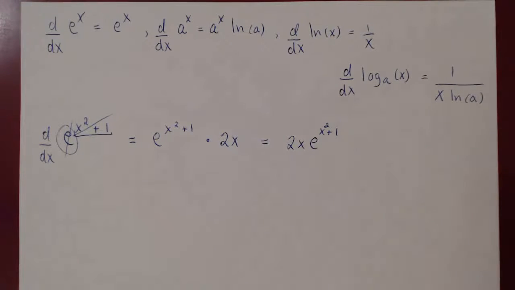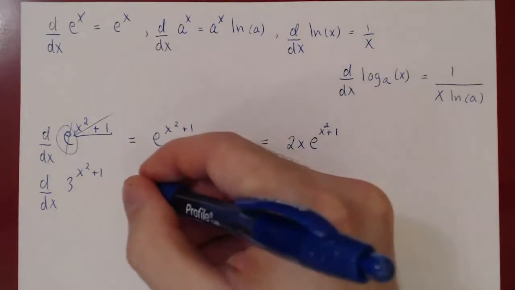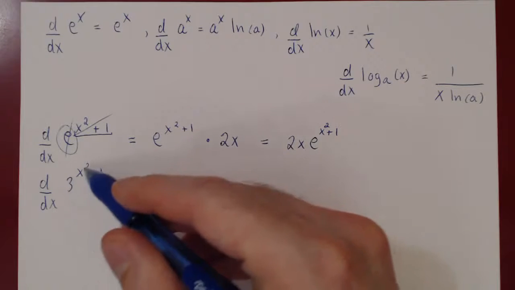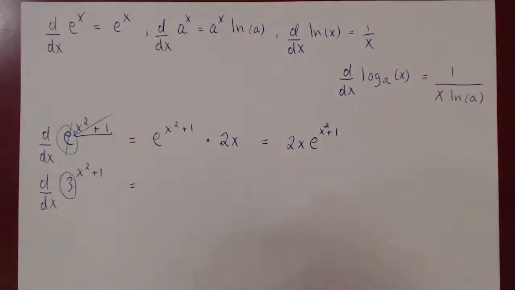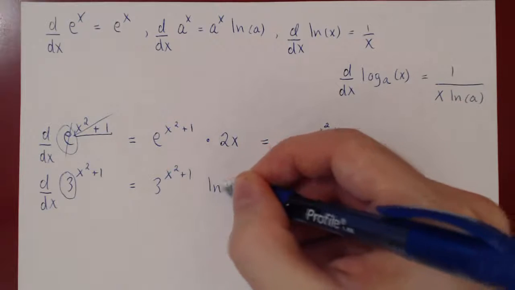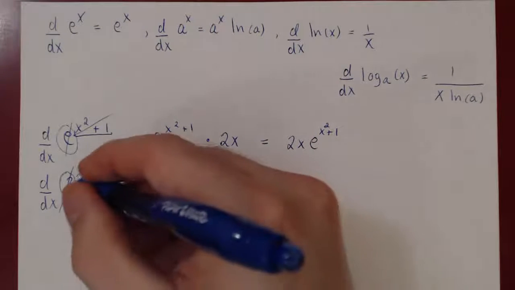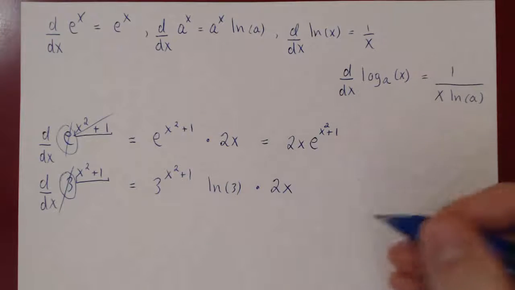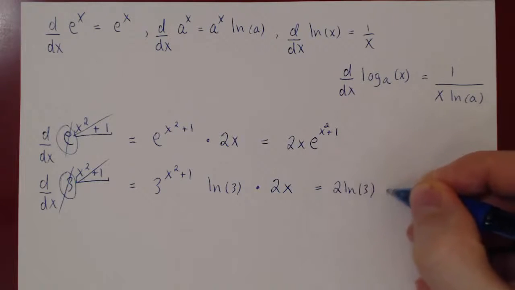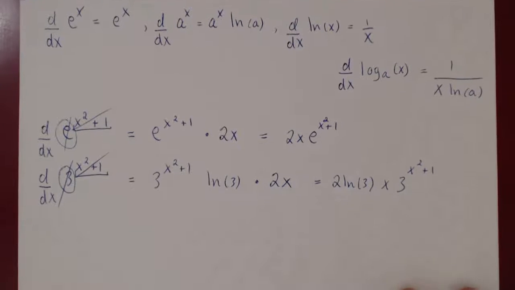What if we change e, say, for 3? The derivative of 3 to the x squared plus 1. Once again, if I give you a value of x, you would first square it, then add 1, and then take 3 to this power. So the outside function is the exponential function base 3. The derivative is the same thing times ln of the base. So we get 3 to the x squared plus 1 times ln of 3. But that is only the derivative of the outside function. The chain rule says we have to multiply by the derivative of what's left over, which is x squared plus 1. The derivative is 2x. So if we write the constants first, we'll have 2 ln of 3 times x times 3 to the x squared plus 1.